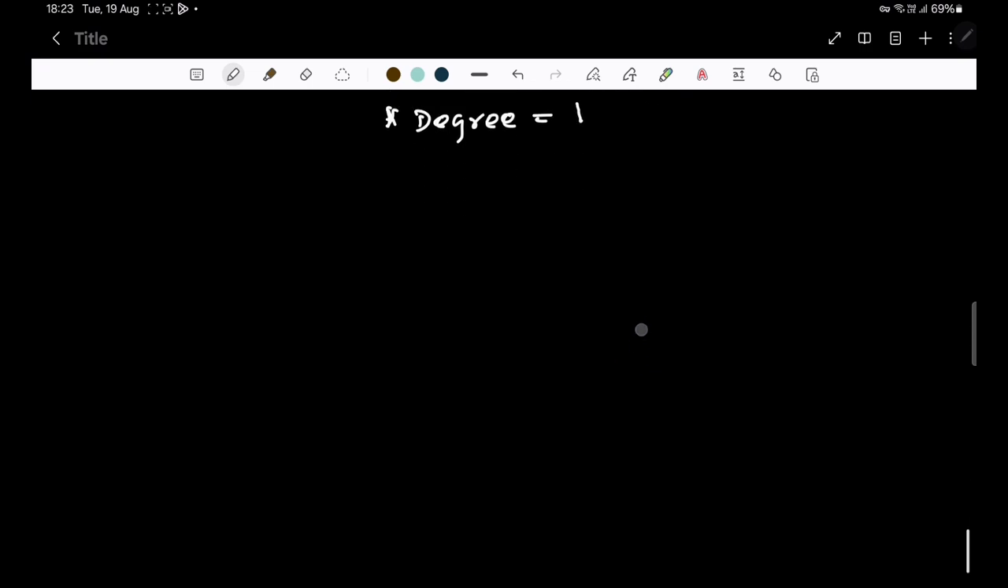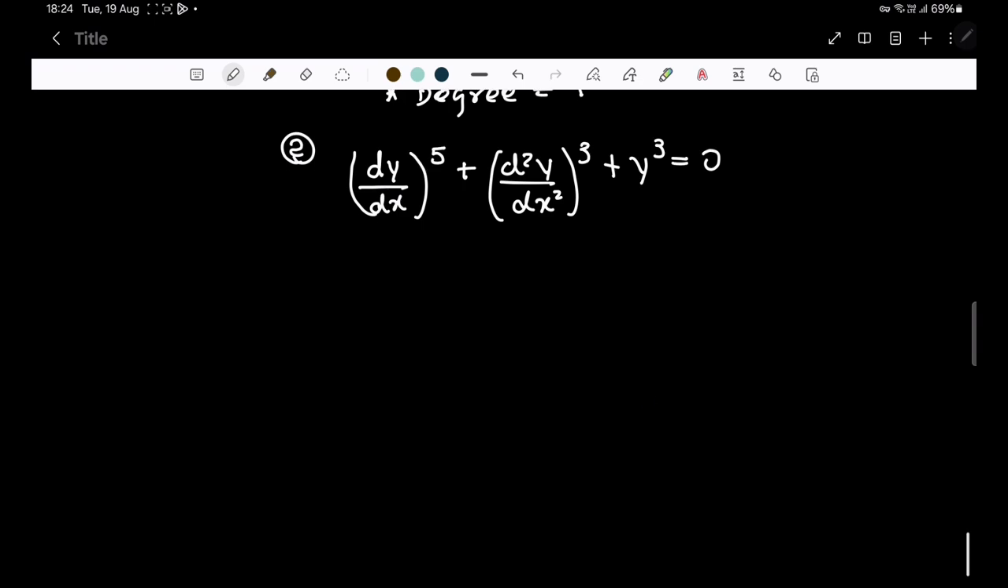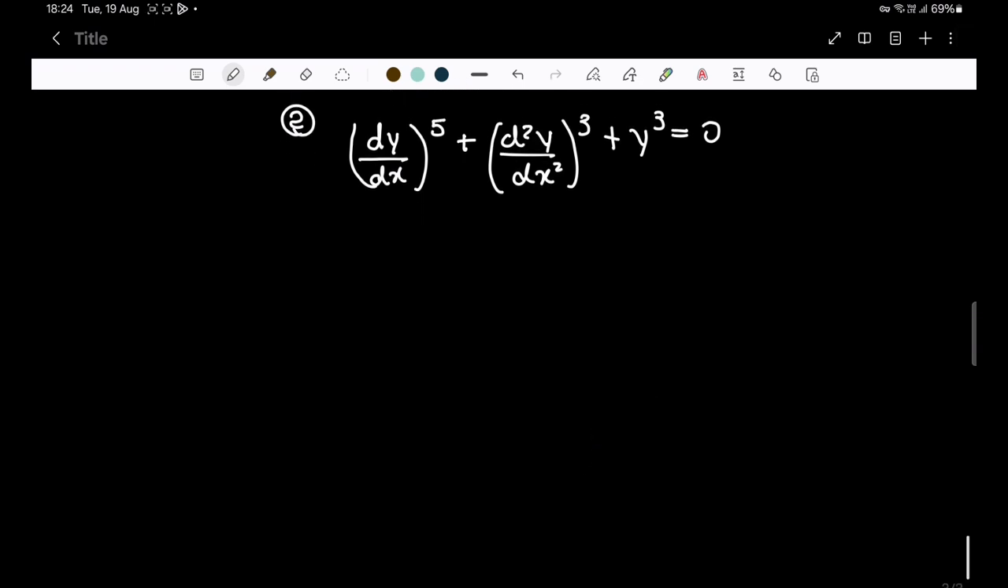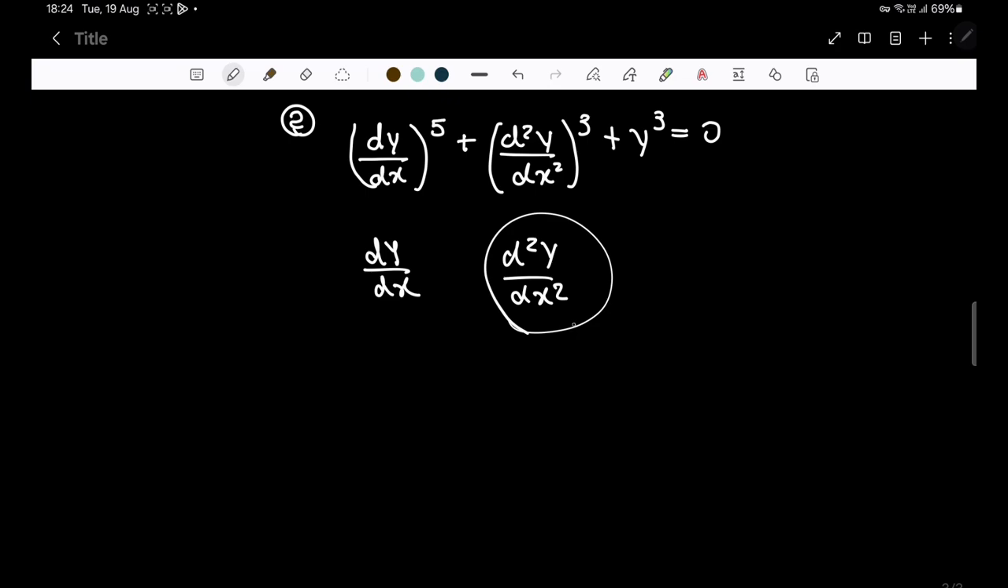Let's see another example. In this equation also there are two derivative terms, right? What are the derivatives in this equation? dy over dx and d squared y over dx squared. This is the highest derivative in this equation. And let's go to the equation. What is the power of the derivative? Power is 3. So the degree is 3.